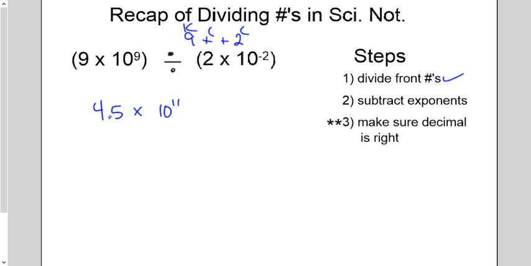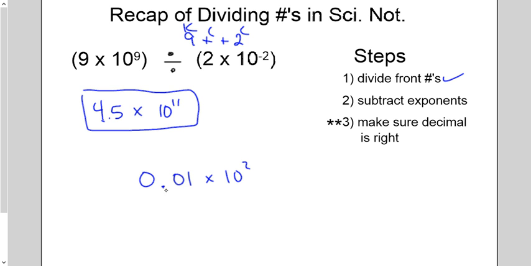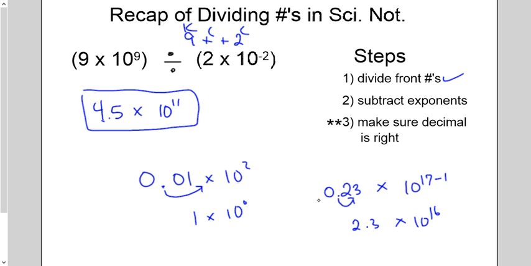And then you just make sure the decimal is right. Is it after your first non-zero number? Yes. If, for instance, after you got done dividing, it was like 0.1 times 10 to the 2nd, you would need to move this over 2 times, and then if you moved it to the right, you would take 2 off of there and get 1 times 10 to the 0 power. Or if it was like 0.23 times 10 to the 17th, I need to move it once to the right, so I would take 1 off of this, and that would be 2.3 times 10 to the 16th. So that's just a brief recap of multiplication and division.